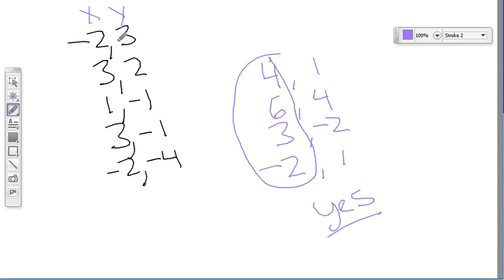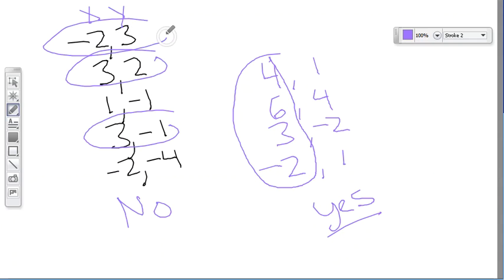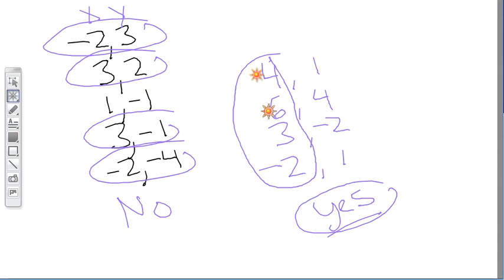y value. So this is not a function because 3 is paired with -1 and 2, and -2 is paired with 3, and -2 is paired with 4. This is a function because every single x value is different.